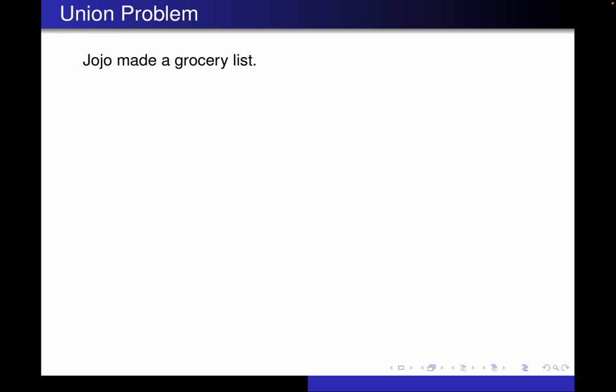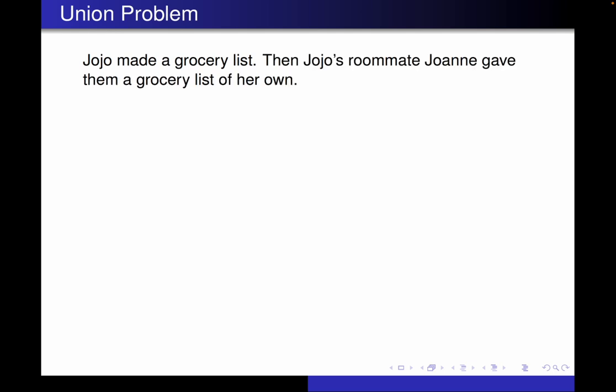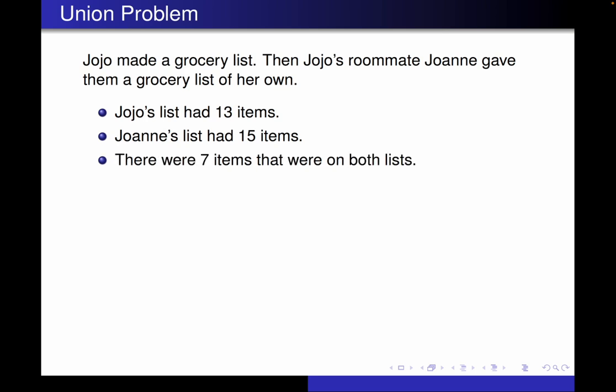Let's say JoJo makes a grocery list, and then JoJo's roommate Joanne gives them a grocery list of her own. JoJo's list has 13 items. Joanne's has 15 items, but they made their lists independently, so they actually got 7 items that were on both lists. Question is, how many items will JoJo get from the store, from the combined lists?